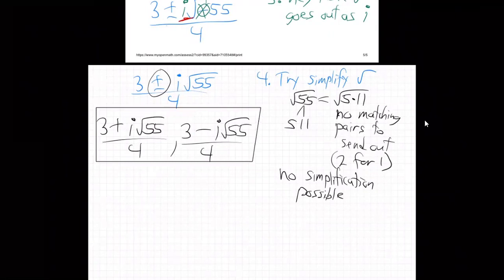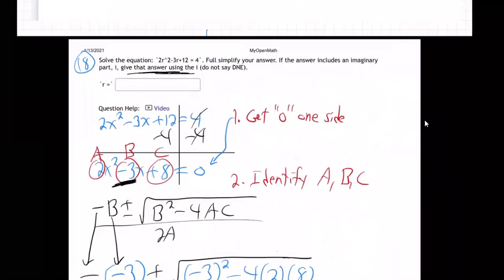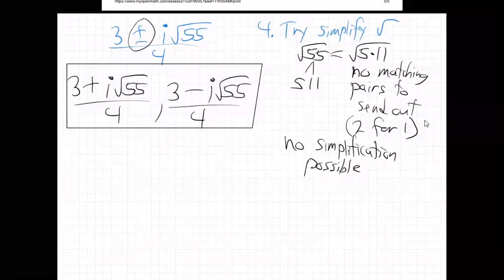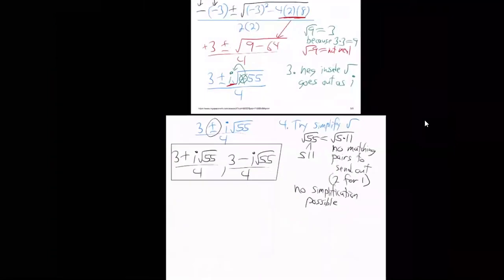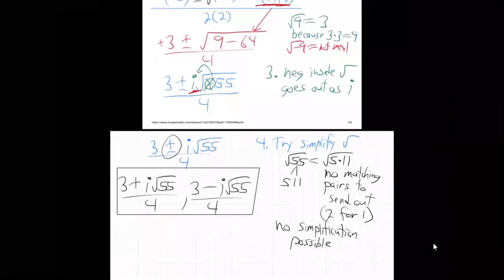Just like that. And they do want the i answers on this. If you notice up here, it said to give that answer using i, do not say D and E. On one of the earlier problems, we just said D and E, because those aren't real, are they? Those are imaginary answers, which means real answers don't exist, technically. There are 2 imaginary answers, but they wanted us to give those imaginary answers on this problem. So we did. There we go.